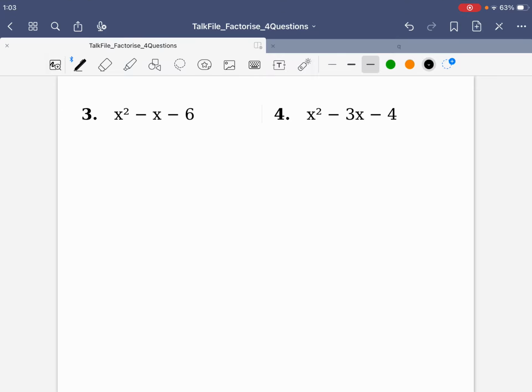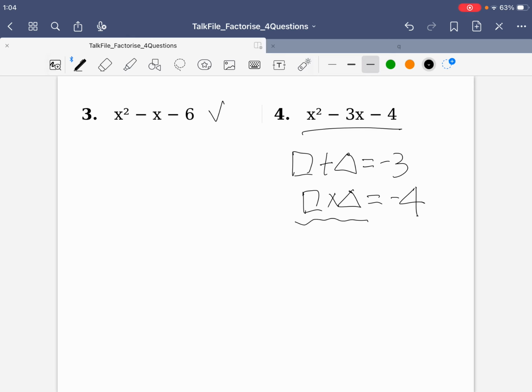2 more examples. This one, I think we've already done, and this one, x squared minus 3x minus 4. So we are trying to find the pair of numbers that, when you add them together, you get negative 3, and when you multiply, you get negative 4. There are not many numbers that can multiply to give negative 4. Basically 1, 4, and 2, 2. And then probably put a negative on one of them, and then think about ways to make negative 3 by adding them.